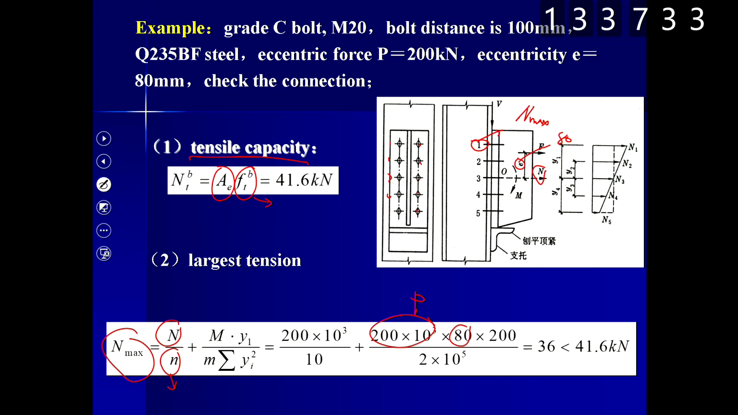For the moment, each bolt distance is 100. So this is the center, right? 100 here means this has 200 to the center, right? 200 to the center. And they have two lines. 1, 2, right? They have two lines, and we sum the y squares.